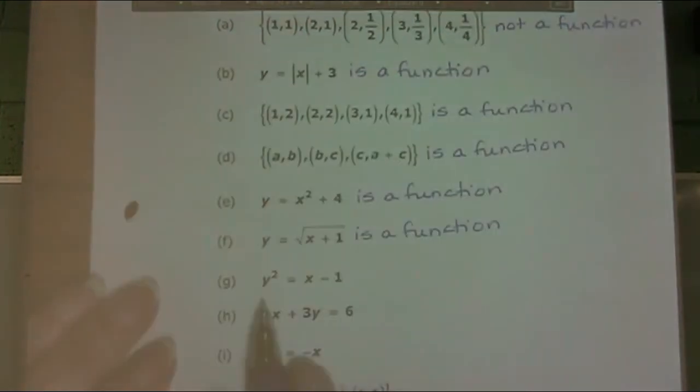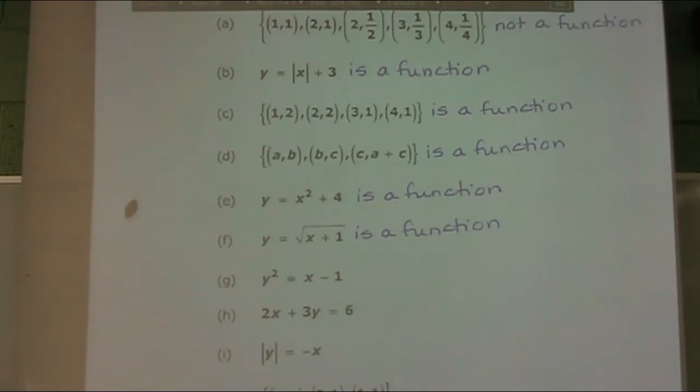Let's try the next one. Y squared equals x minus 1. Okay, now take a look at this. Let's do this vertical line test. There's my vertical line. How many times does it cross? Twice. Not a function. It crosses my vertical line 2 times. It is not a function.